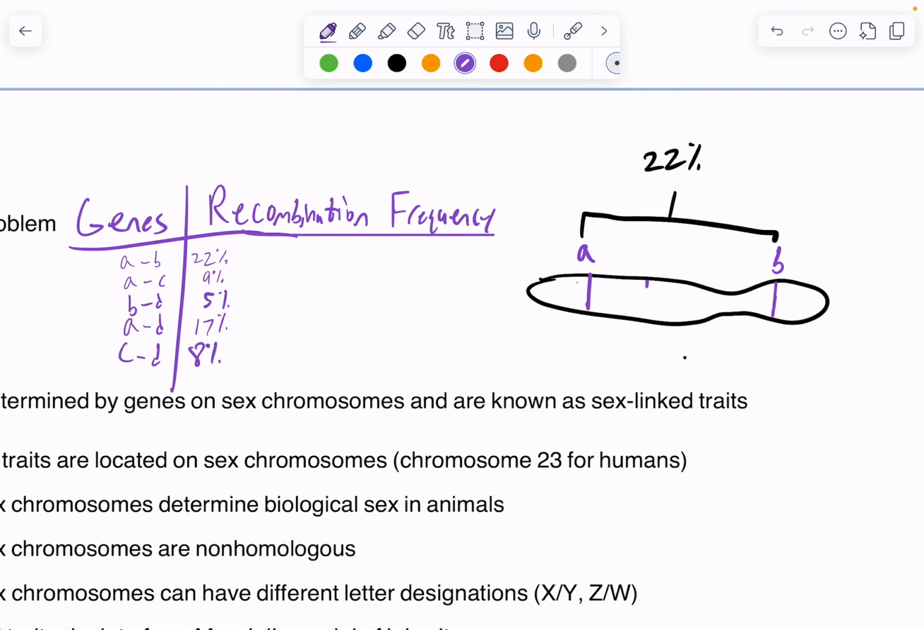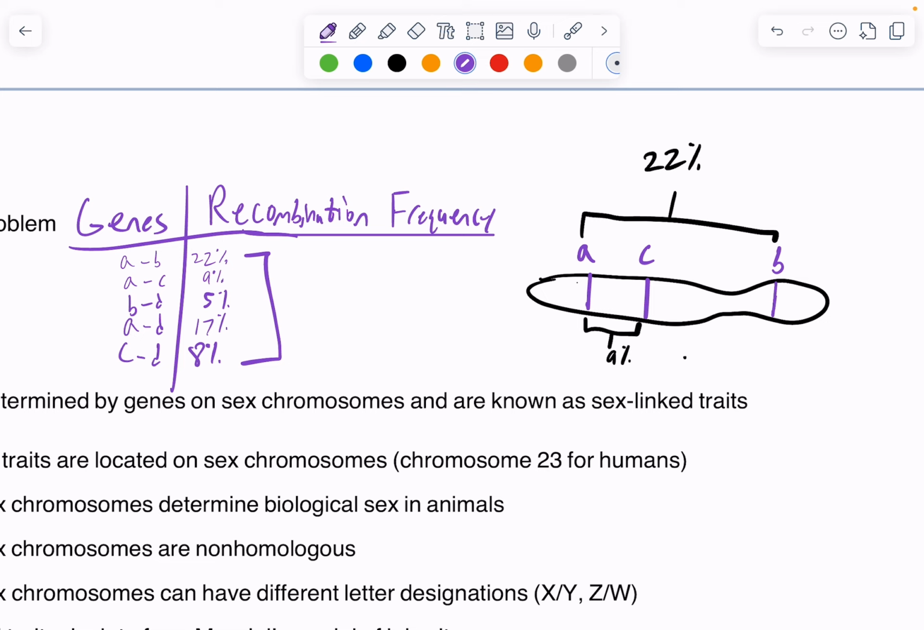I can also see that A and C are 9% apart. And then A and D are 17 map units apart. And you might be wondering, how do we know if D goes on this side or if D goes on this side? Well, right now we don't. We don't know which side it goes on. So all we can do is put our numbers in. It's trial and error. But basically we have to satisfy all 5 of these numbers.